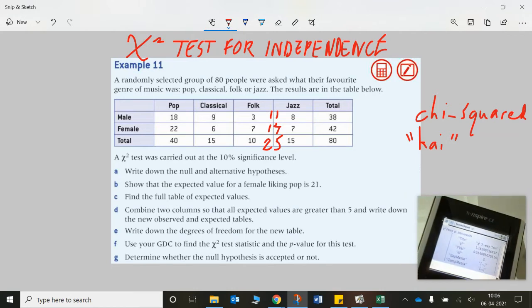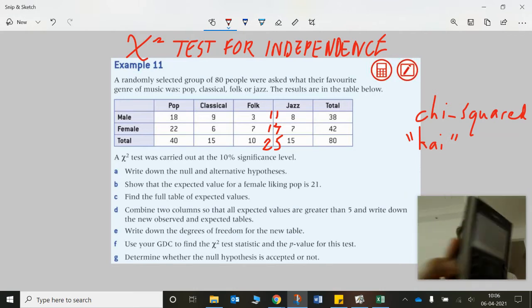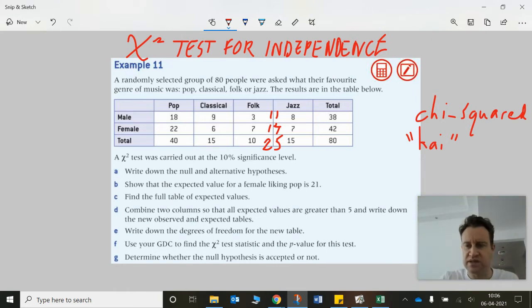So my p-value here is something like 55.9%. It is not underneath 10%, in which case I cannot reject my null hypothesis. There's not enough evidence to reject the null hypothesis and to accept the alternative hypothesis. So we do not accept the alternative hypothesis. Okay, what else do we need to do?